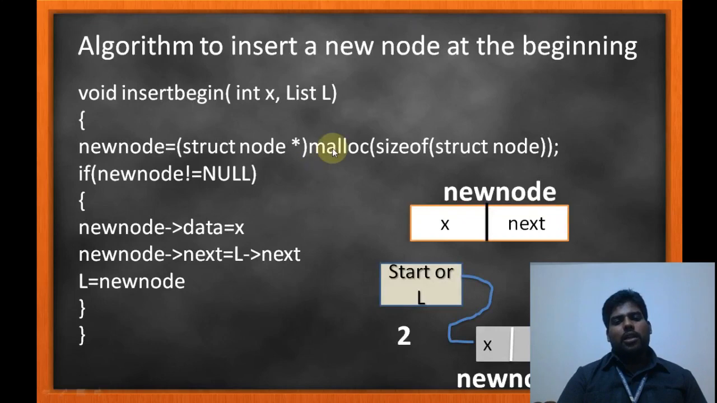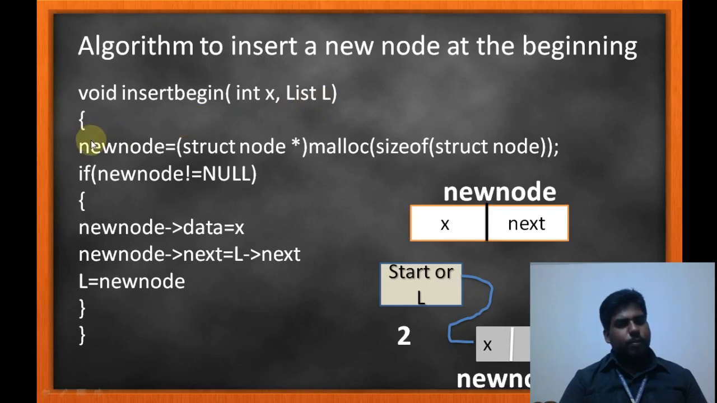So this is the algorithm to insert a new node at the beginning. First I will tell the logic. You have to create one node, then you have to give the input for this node, then you have to add the node in the beginning. So void insert begin. Here insert begin is the user defined function. This x is the data I am going to add. Then list L is the list. Okay, L is the list here.